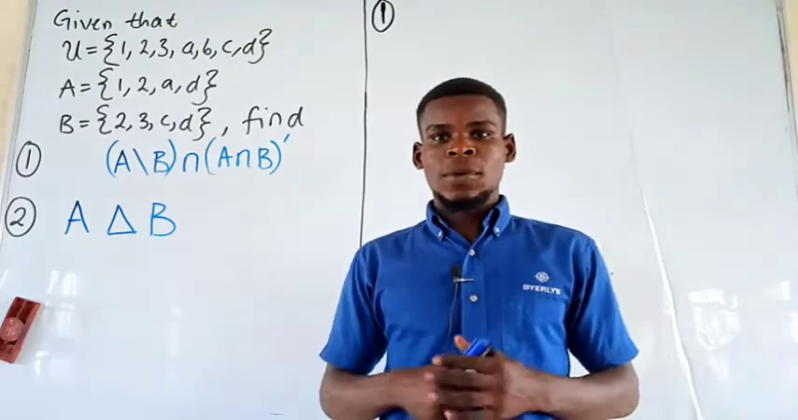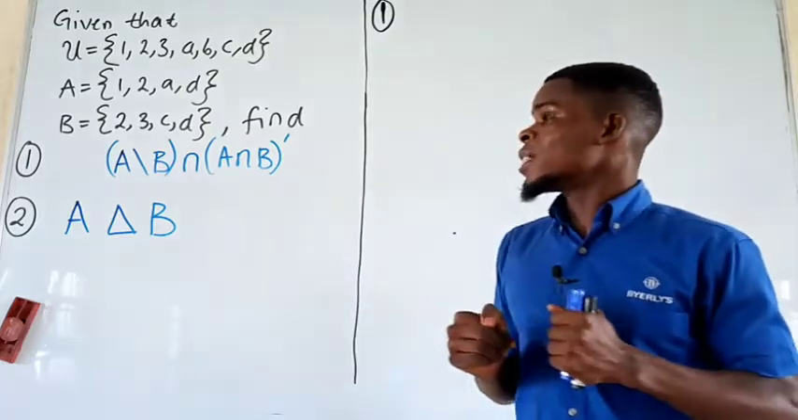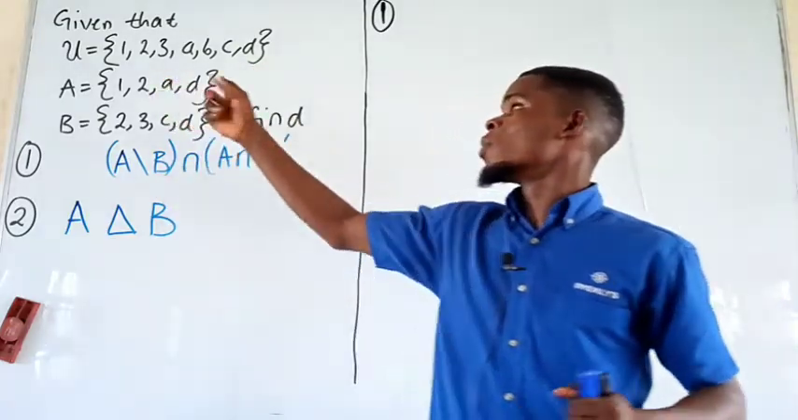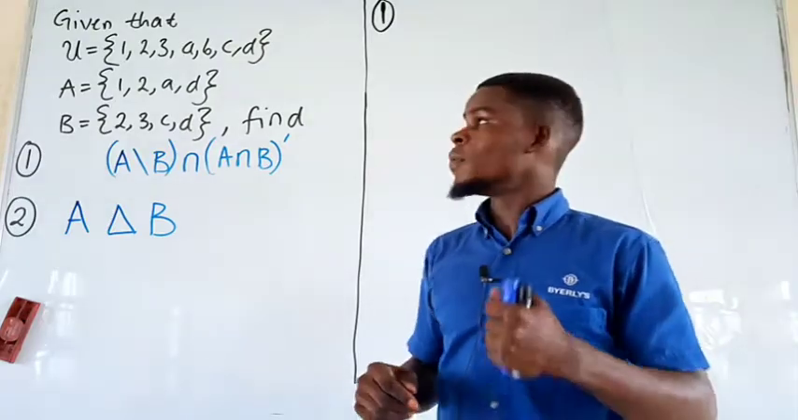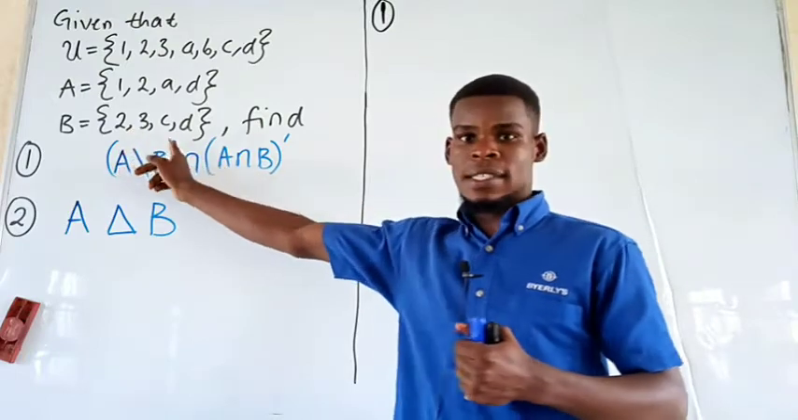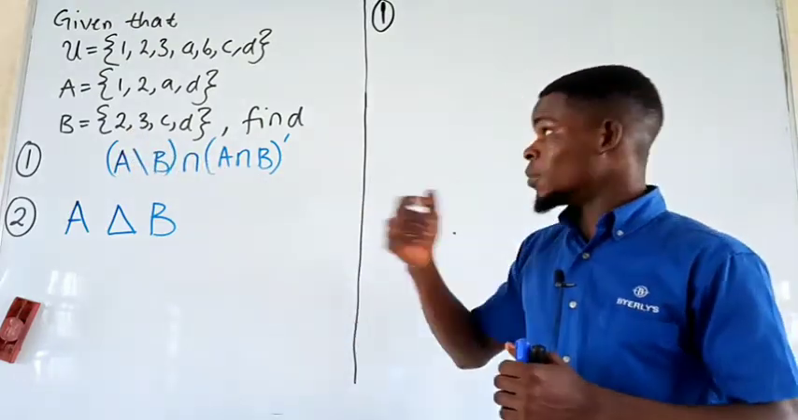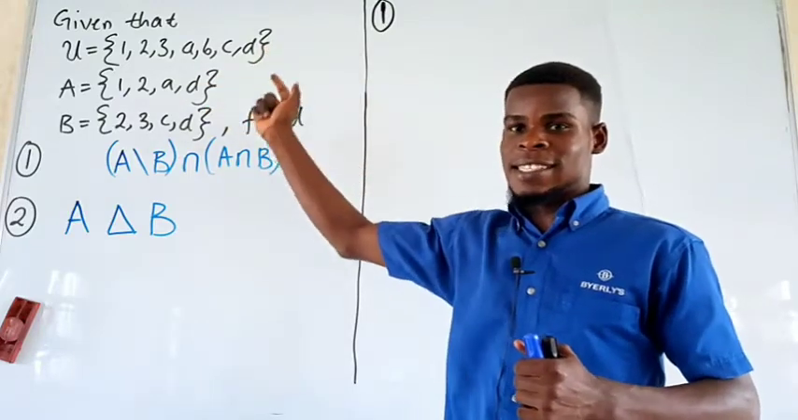Okay, hello. In this video, we want to answer this question on sets. Now, we are given a universal set, {1, 2, 3, a, b, c, d}, and a set A, {1, 2, a, d}, and the set B, {2, 3, c, d}. So we are given a universal set and some subsets of it, set A and set B.